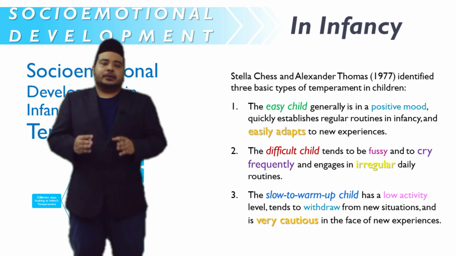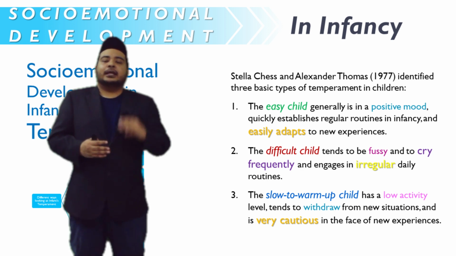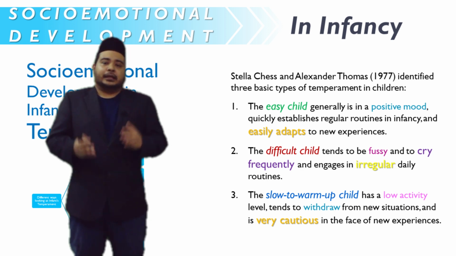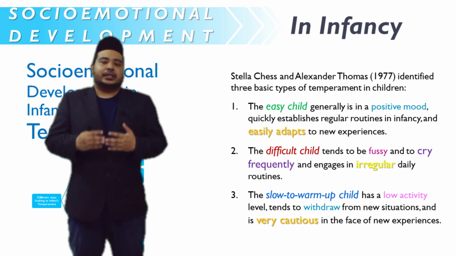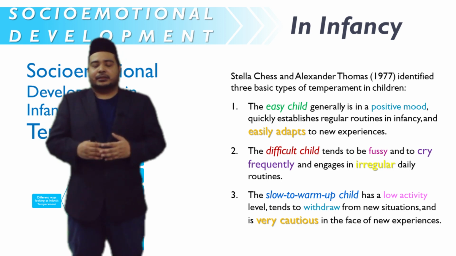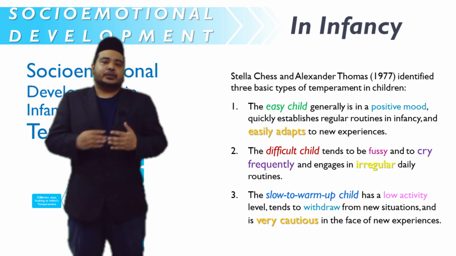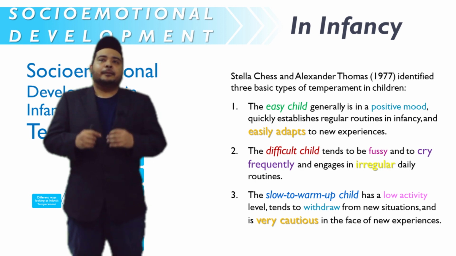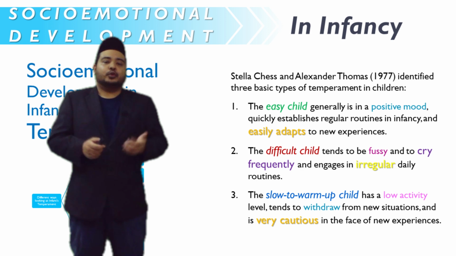The second type of temperament is the difficult child. Okay, in contrast to the first type, the easy child, the difficult child tends to be fussy and to cry frequently, and they engage in irregular daily routines. You cannot predict what they like or what they want to play each day because there are basically no trends in this difficult child. They are very attached to their parents and find it very difficult to adapt to new situations and to meeting new people.